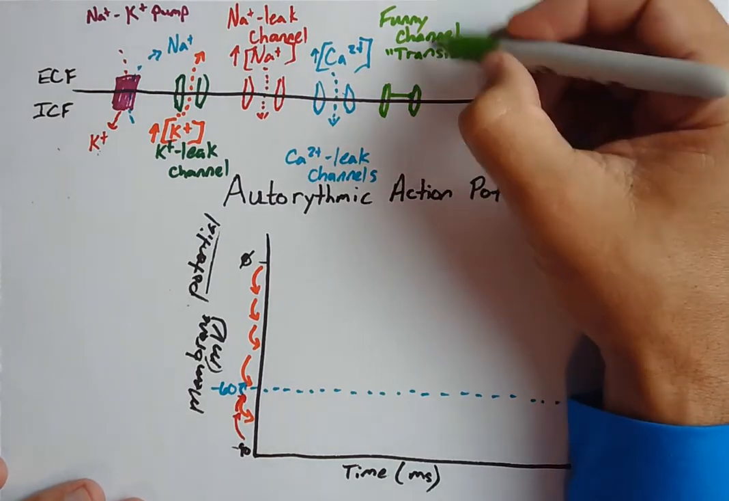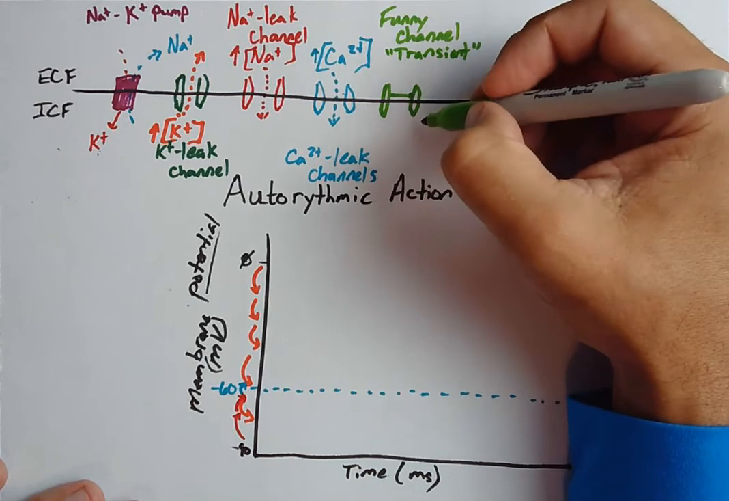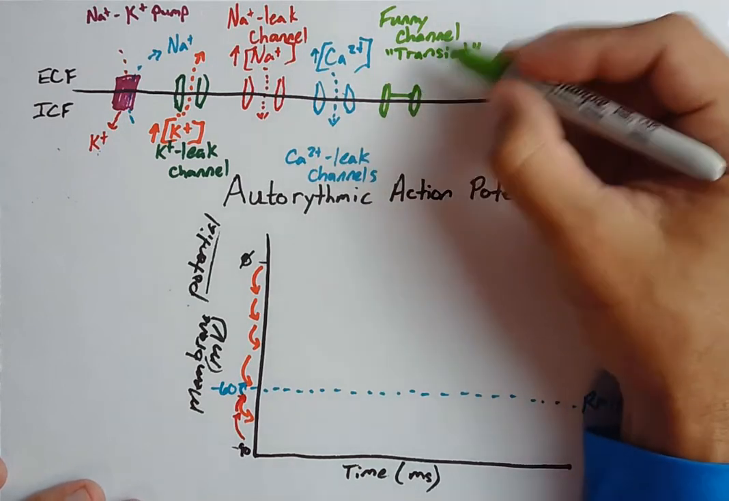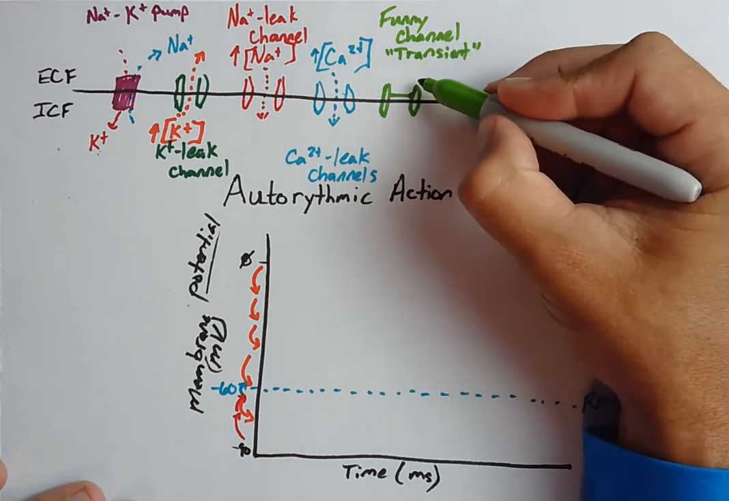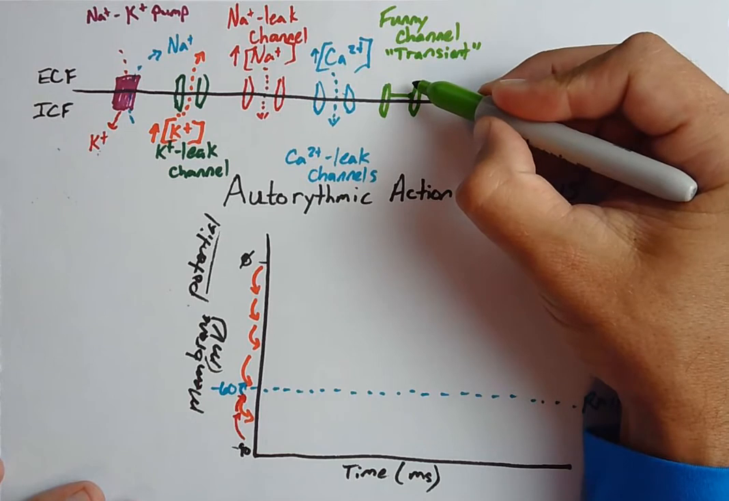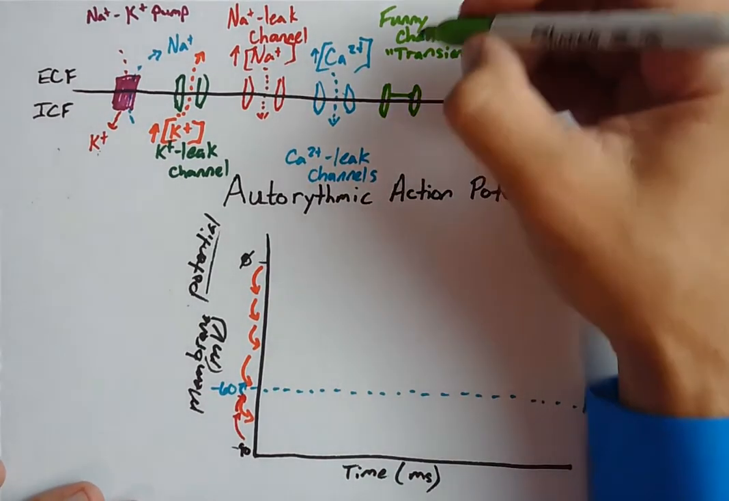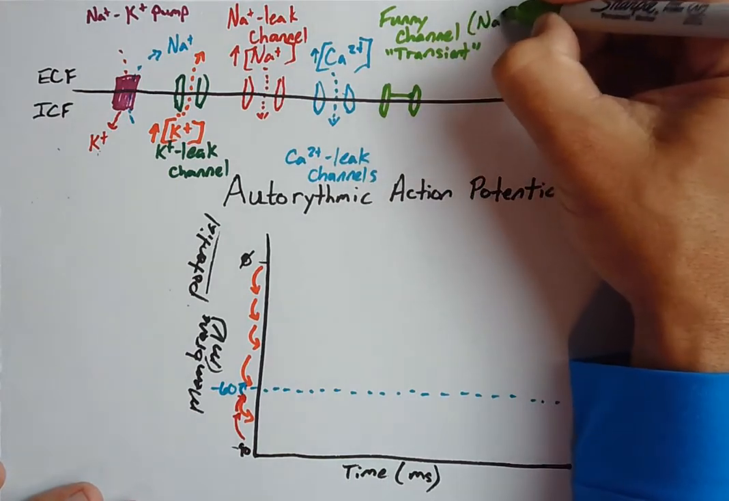And what do we know about transient things? Well, I kind of have hit this over the head here, but transient things are only there for a very short period of time. So this gate is going to open for a very short period of time and then close. Funny channels are sodium channels. Funny channels are actually sodium channels.